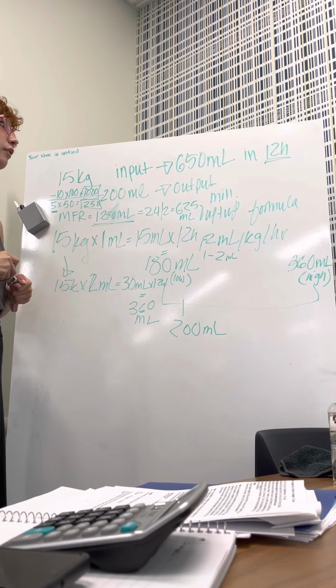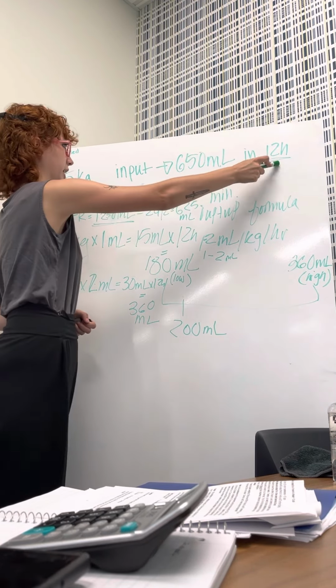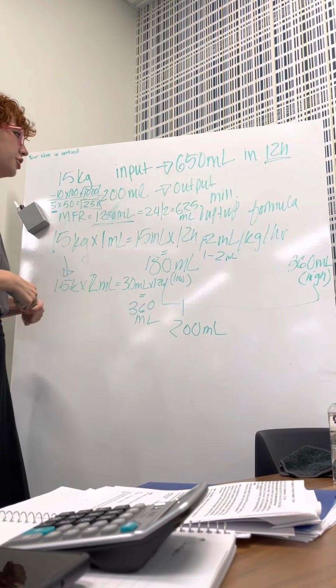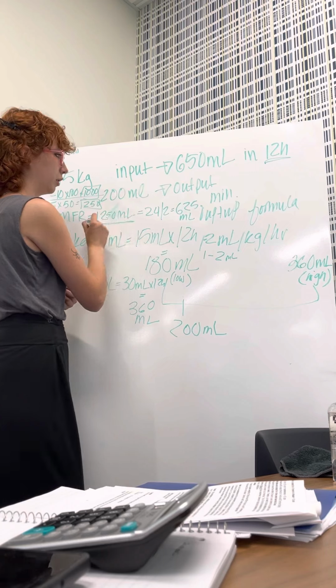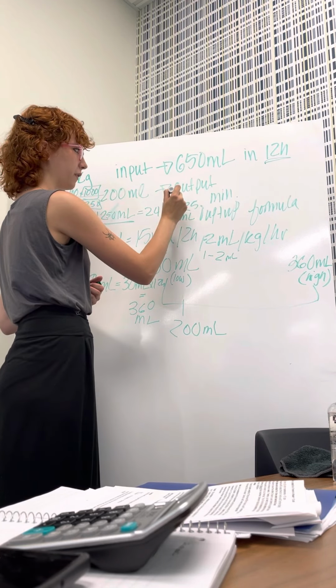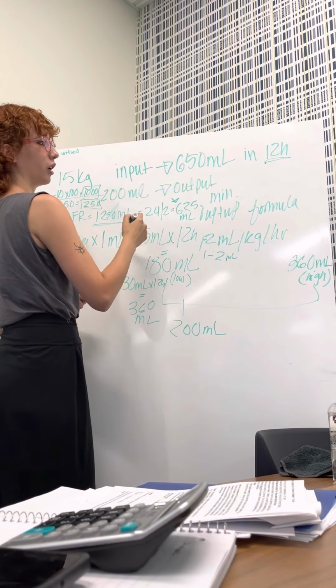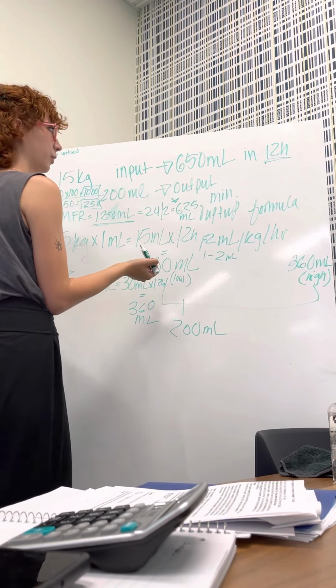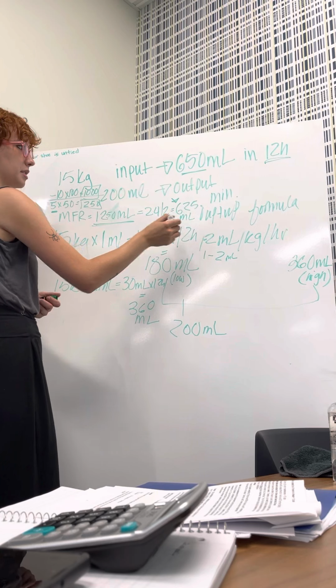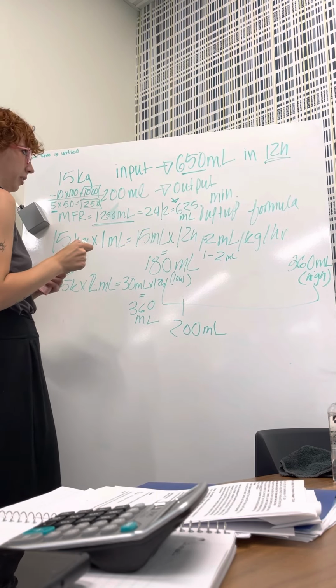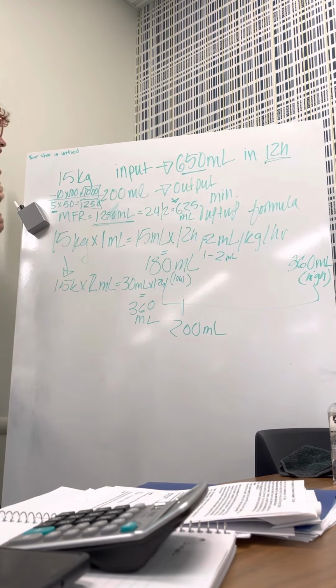Since this is in the 24-hour format though, we need to make it comparable to our 12-hour version. So we're going to divide this number by 2, which gives us 625 milliliters for our 12-hour period. And so we know since he had 650, he met that requirement of an input of 625 milliliters in 12 hours. And then moving on to our output requirements, we know he had an output of 200 milliliters, so we're going to figure out if that was within our range.